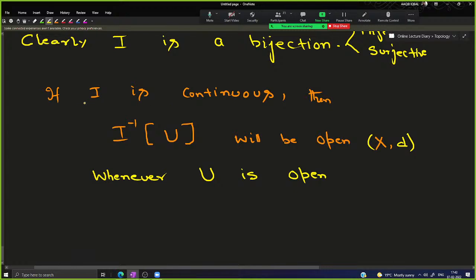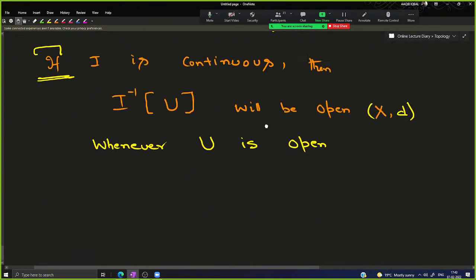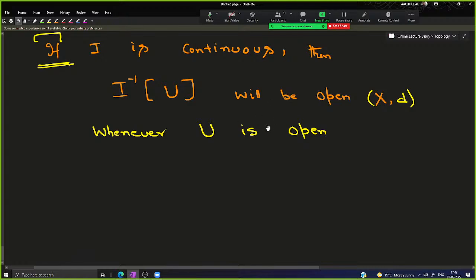because मैं आपसे कह रहा हूँ if ना, कंडीशन ये है अगर ये कंटिन्यूअस है, if this mapping जो मैं ऊपर डिफाइन कर रहा हूँ I from (X, d) into (X, sigma), if it is continuous, तो फिर ये होना चाहिए जो अभी हमने थ्योरम देखी ना, उसके हिसाब से फिर ये होना चाहिए I inverse of U, it will be open in (X, d) whenever U is open in where? (X, sigma) है ना, सुन लो (X, sigma).